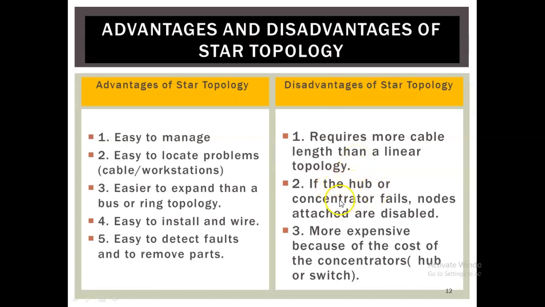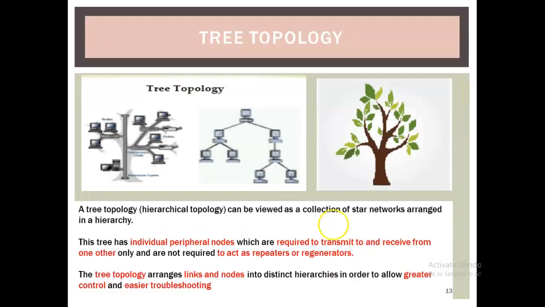If the hub or concentrator or the switch fails, the whole system is disabled. It is more expensive because of the cost of hub and switch used as the central device. The next one is a tree topology.